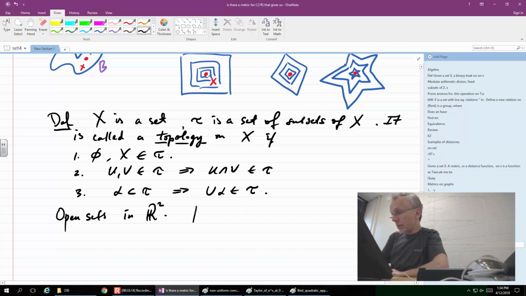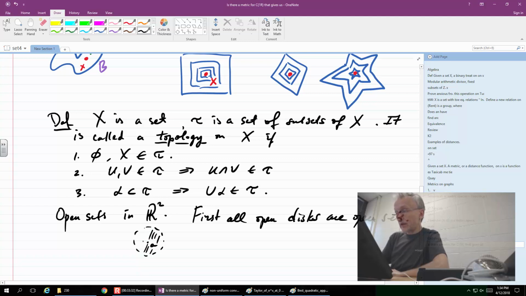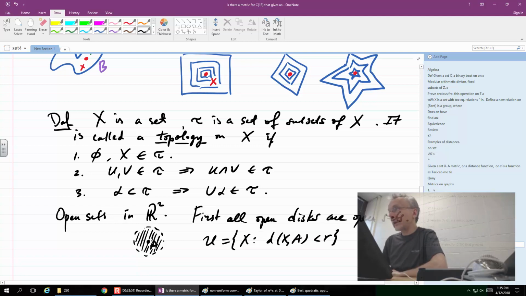Well, to begin with, all open disks are open sets. So this is my A, and then the one that does not contain its boundary. That's what makes a disk open, or a ball, is that it does not contain its boundary. So this U is equal to those x, the distance to A, let's say A, is less than R, strictly less than R.